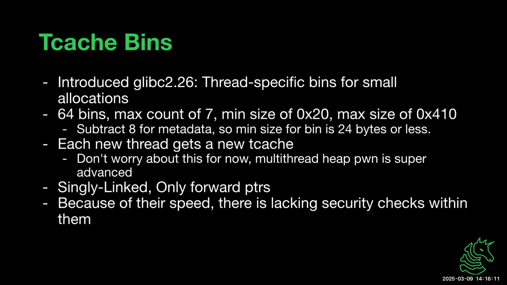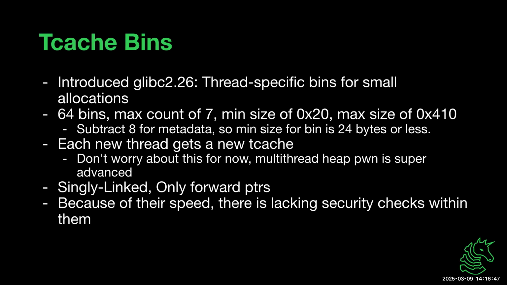There are 64 of these, each associated with a size, and they're also thread specific. Each thread has its own T-cache bins. There's a max of 7 free chunks that can be in a T-cache bin at a time. This is basically an optimization in a multi-threaded context, because you don't have to lock the heap or the arena. A thread doesn't have to do that if it's using a T-cache bin.